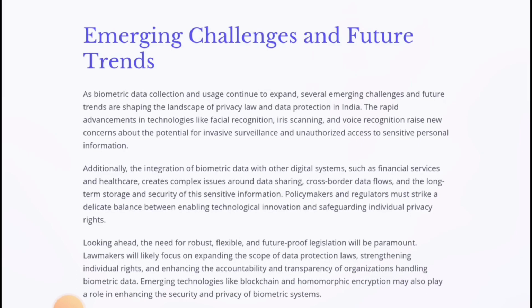Policymakers and regulators must strike a careful balance between enabling technology innovation and safeguarding individual privacy rights. Looking ahead, the need for robust, flexible, and future-proof regulation will be paramount. Lawmakers will likely focus on expanding the scope of data protection law and enhancing the accountability and transparency of organizations handling biometric data. Emerging technologies like blockchain and homomorphic encryption may also play a role in enhancing the security and privacy of biometric systems.